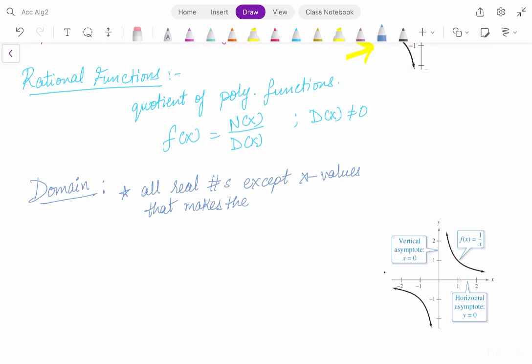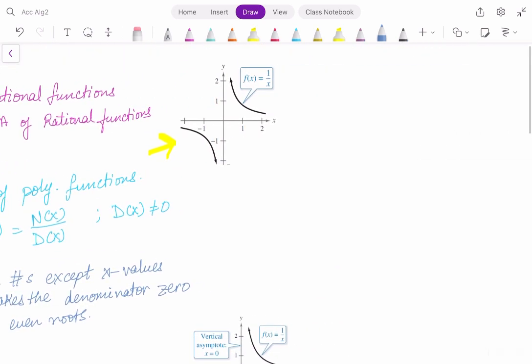The other thing that we need to keep in mind with respect to the domain is negative even roots. When we are talking about negative even roots, we cannot take a radical of a negative number. Technically we can say we have the imaginary number, but those roots will not be real roots. In this case, we are talking about only the real roots.